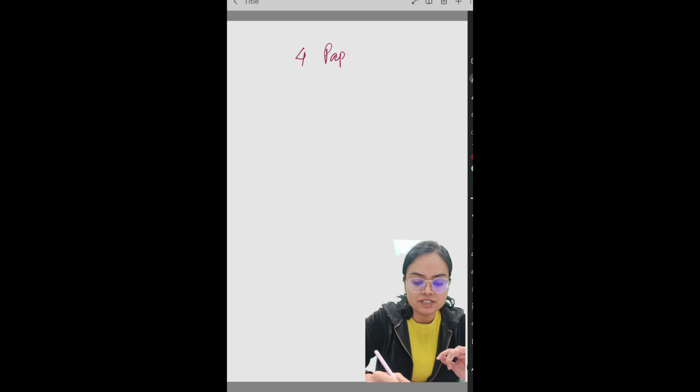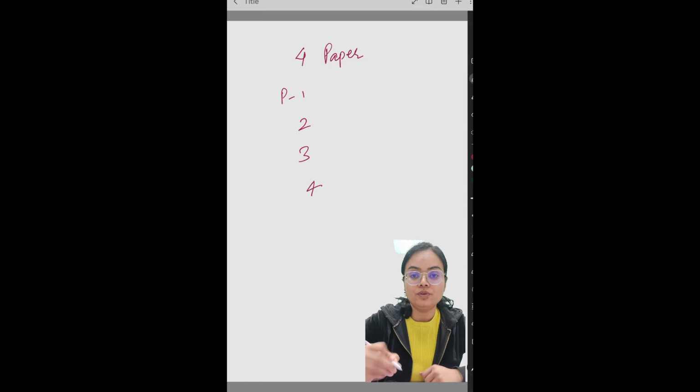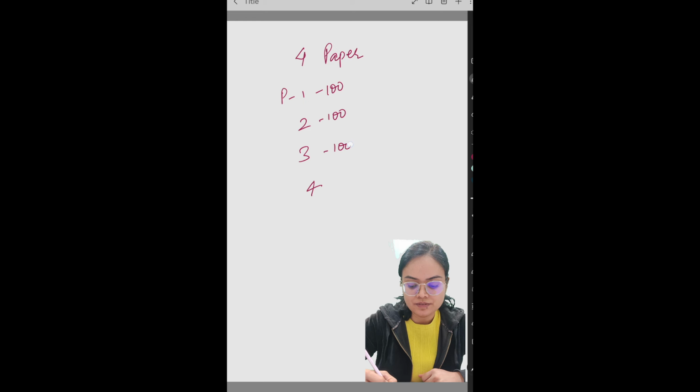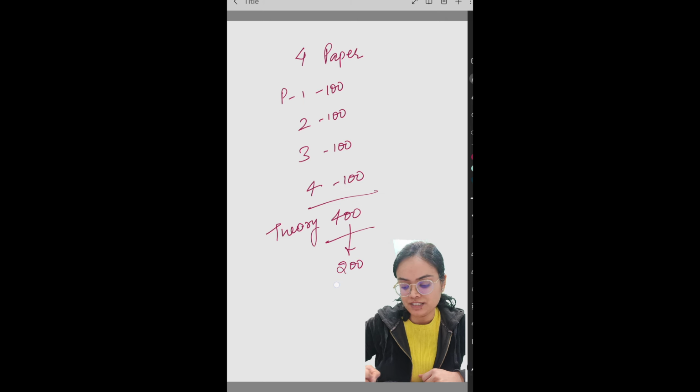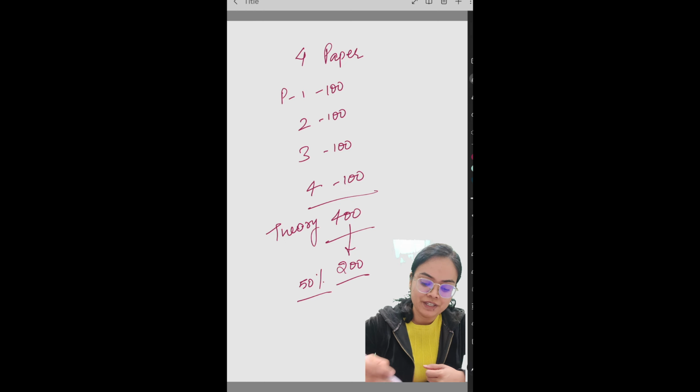So before I start, I would like to tell you about the exam pattern of DNB. 4 papers are there, paper 1, paper 2, paper 3 and paper 4. Each paper is of 100 marks. So total theory exam is of 400 marks. To pass, you have to secure minimum 200. We all know 50% is the passing rate.